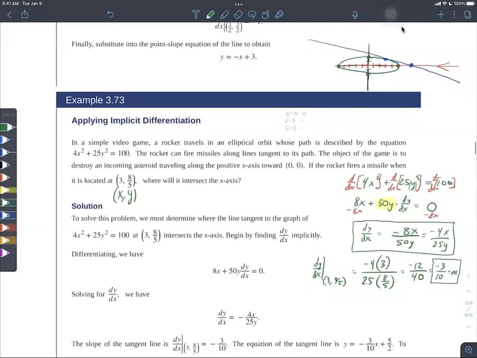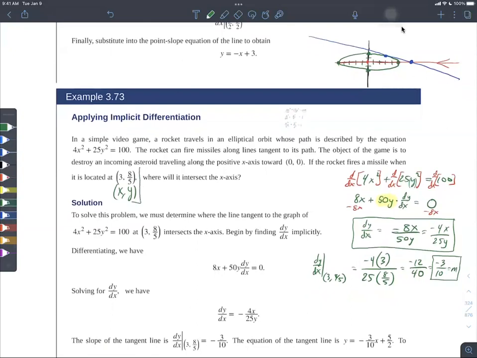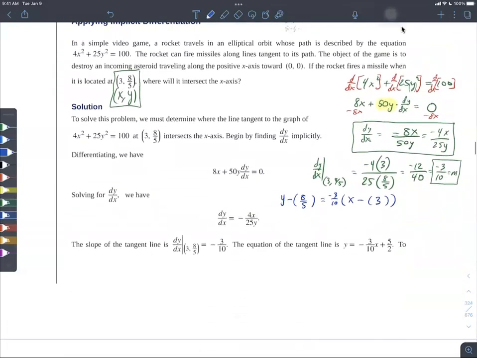Once we have the slope of the tangent line, we can then use that along with the point, plug into the point slope form. The point slope form, remember, was y minus y1 equals m times x minus x1. y1, the y value given, was 8/5. m we just found to be negative 3/10. And then x was 3. So this officially is our answer here, but we can simplify this equation to put it in slope intercept form.